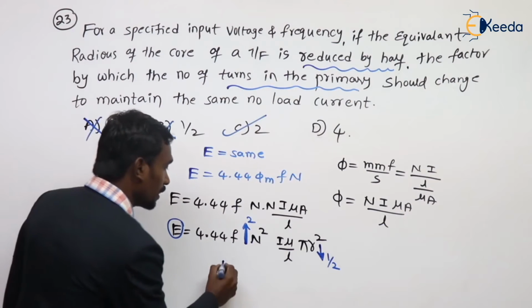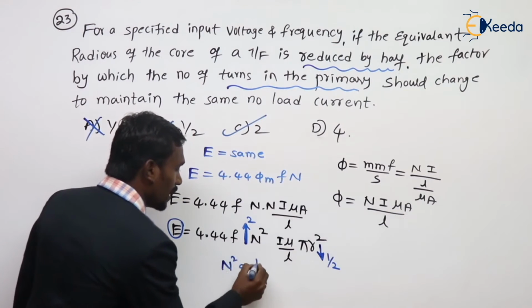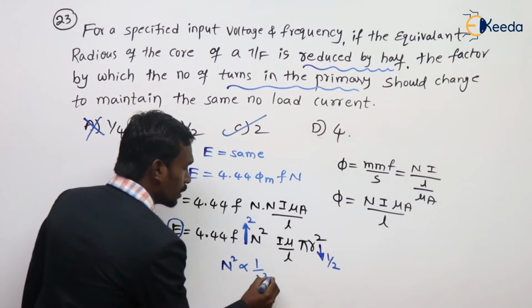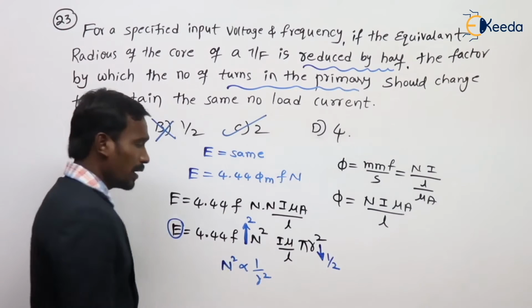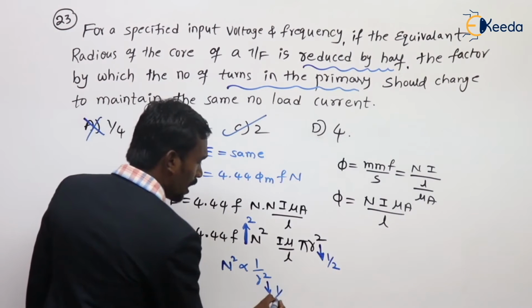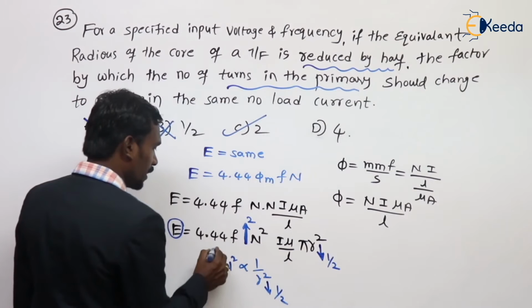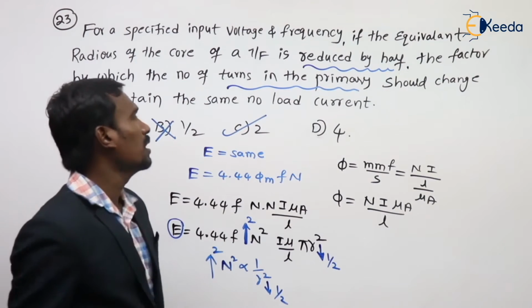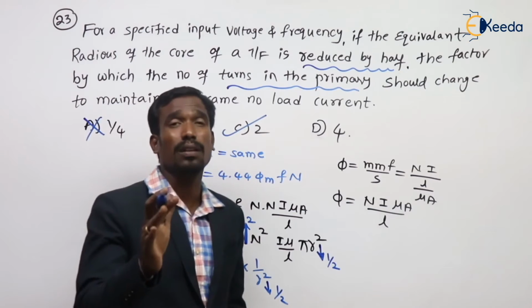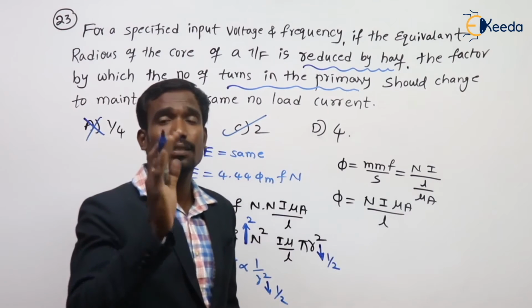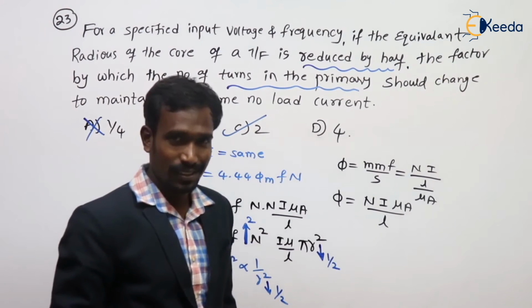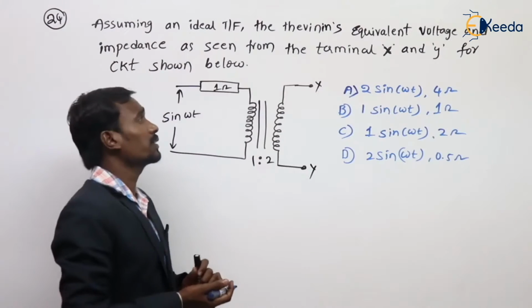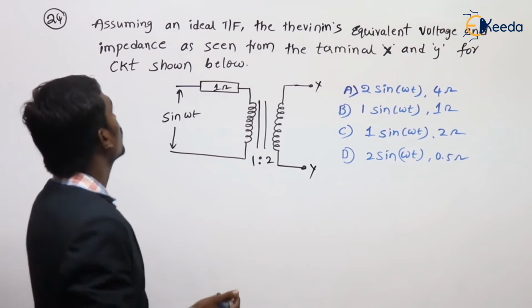answer. Because here the number of turns square is inversely proportional to the radius. If this is reduced to half, then this is increased to double. This is generally a very simple question. Here the number of turns is doubled. Then only we can get the same no load current. Are you okay?